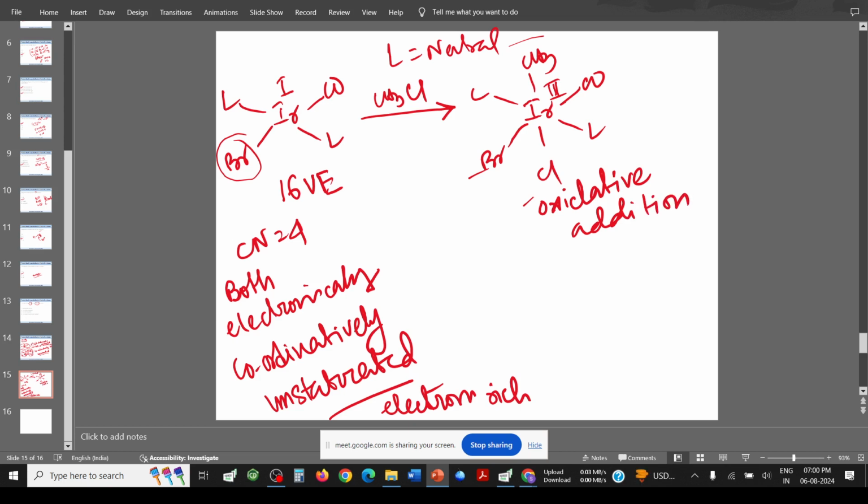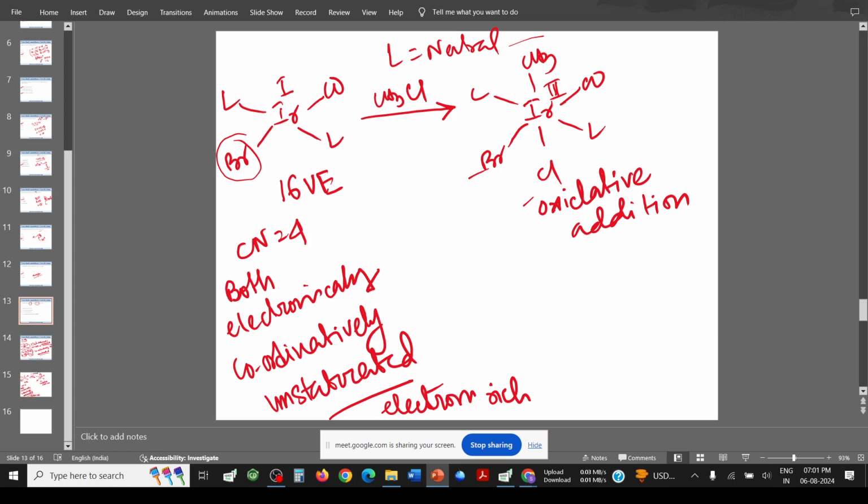For oxidative addition, two things we need to remember: the metal should be in a lower oxidation state, that means +1, +2, with less than 18 valence electron, and the coordination of the metal should be lower than 6, so that it can increase its coordination. That means the metal center should be coordinatively unsaturated. These types of systems undergo oxidative addition reaction. So for oxidative addition, we need both electronic and coordinative unsaturation.